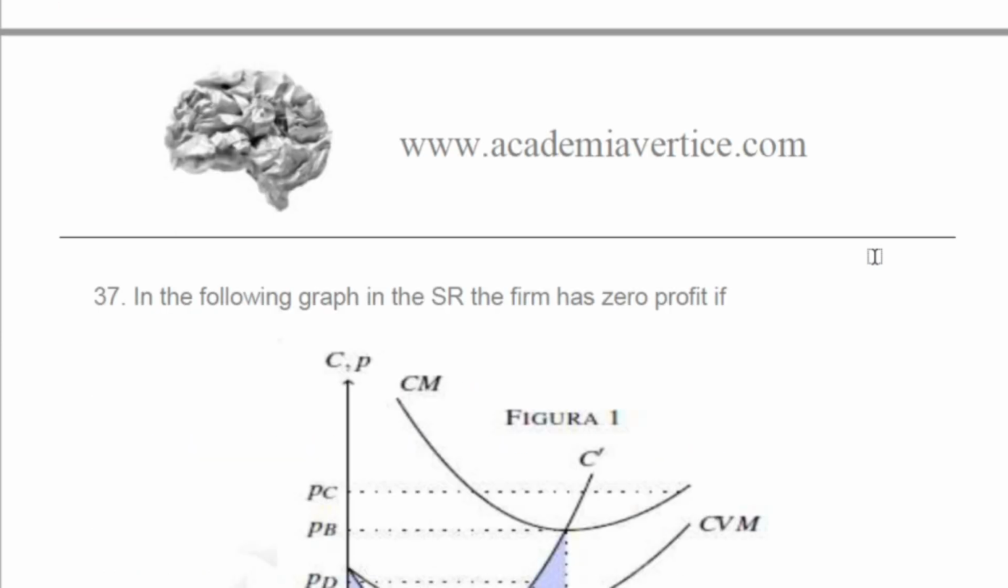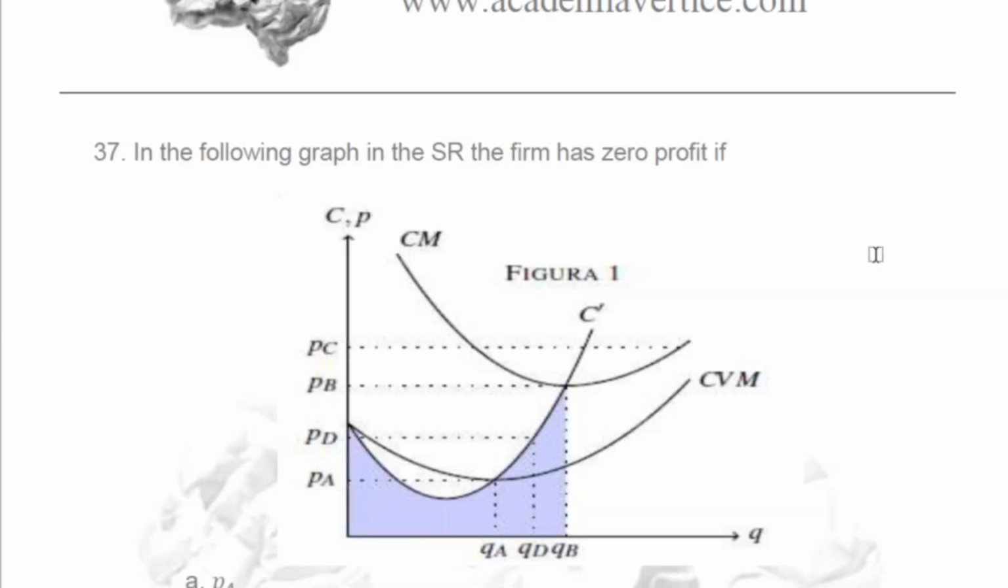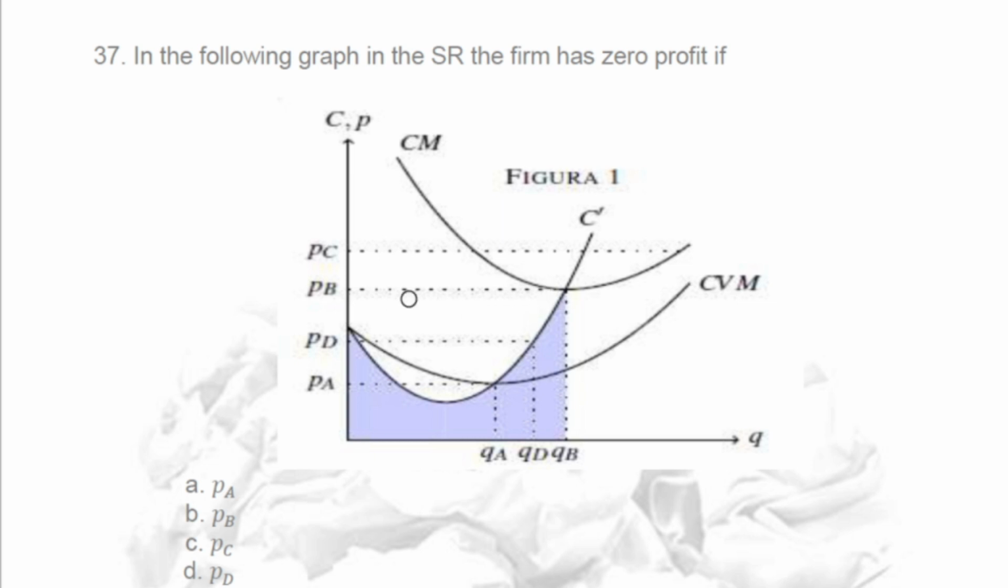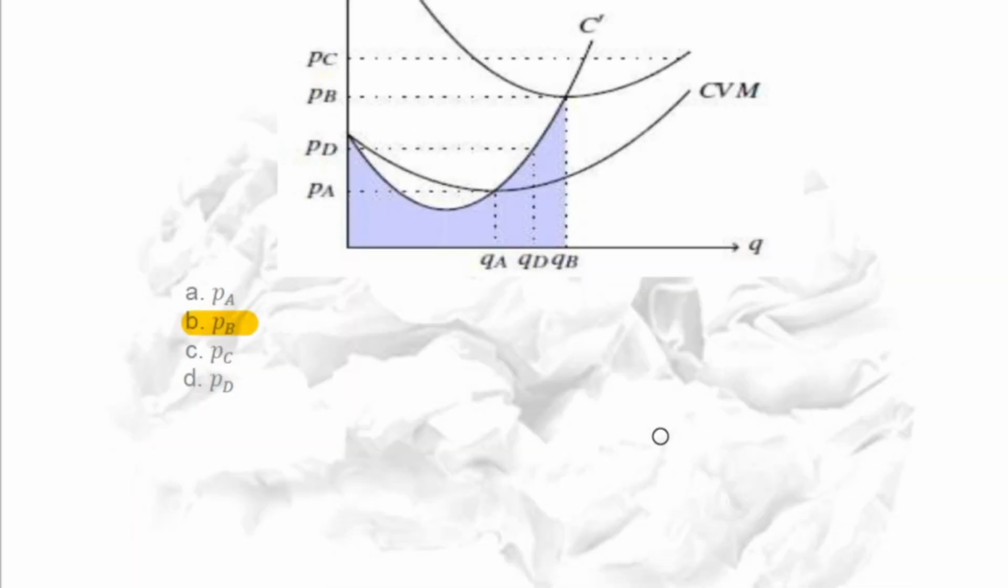Question number 37. In the following graph, in the short run, the firm has a 0 profit if price is equal to PV. Yeah, we've said many times. So very easy.